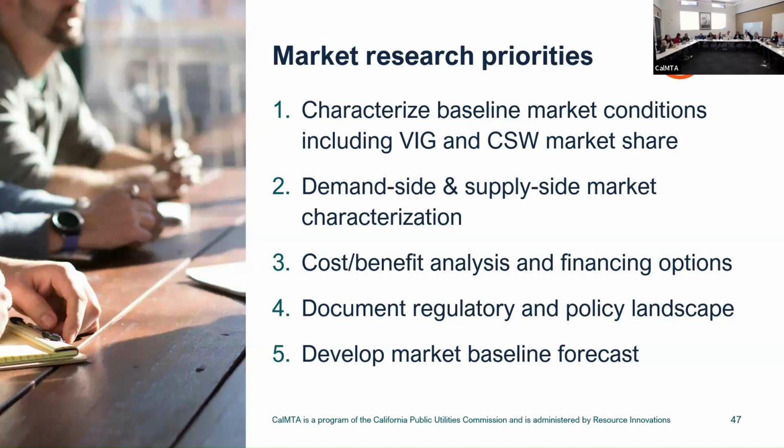Second last slide. Market research priorities. Characterize the baseline market conditions. What is the percentage of single and double pane glazing in California markets? What's the current uptake of secondary window and BIG solutions? Characterize the demand side and supply side markets. Cost benefit analysis and financing options that we talked about. Document the regulatory and policy landscape, getting back to building performance standards, whether they be compulsory or voluntary.